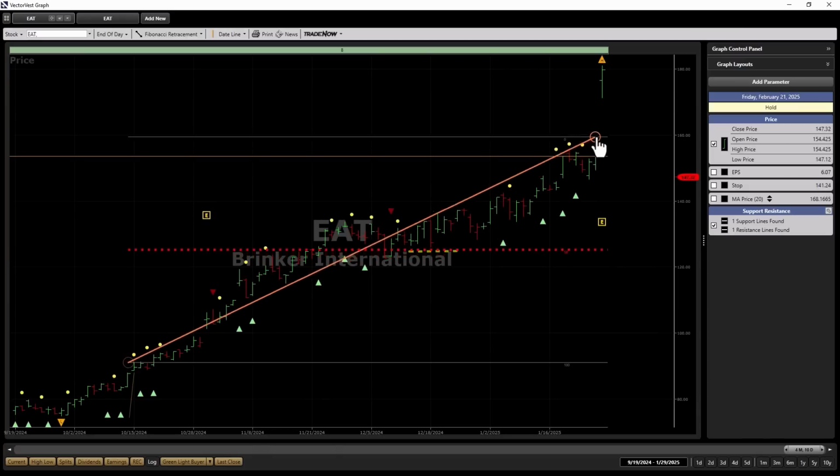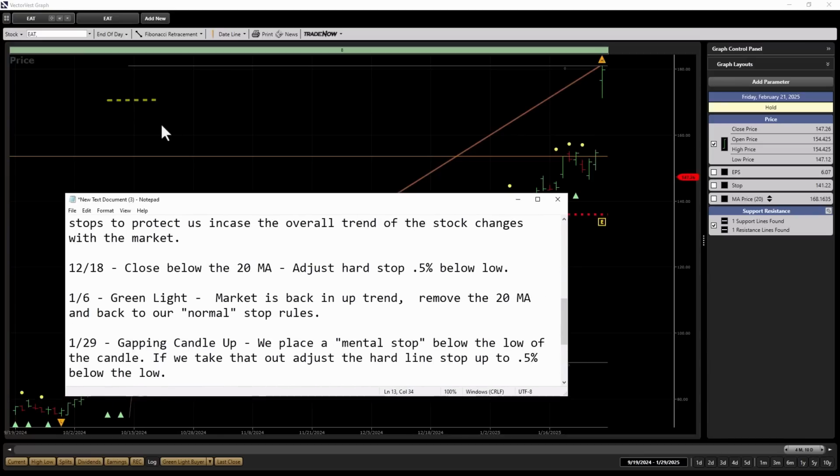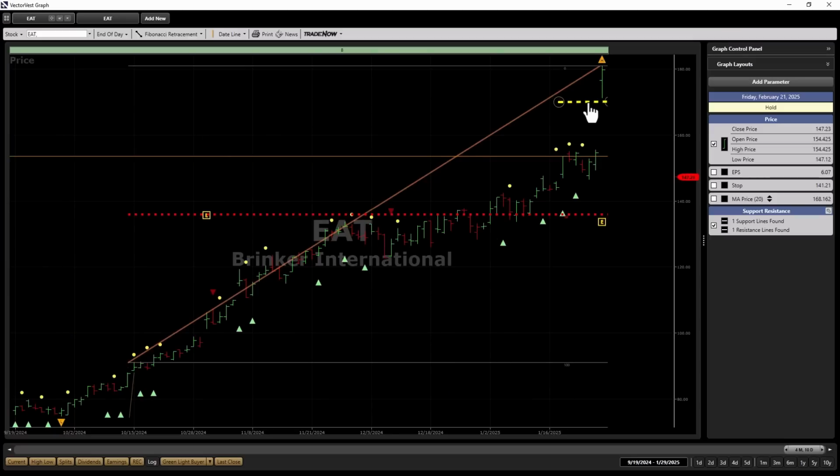Now, big move up. Another earnings move. Guess what? This is now gone. Our 50% stop has moved up and overtaken that. Now, a couple magical things happen on this day. Number one, it's a gap up. No question about it. See how the big black space in between the bars? Gap up. So what do we do? Well, go back to your normal gapping rules. You're going to place a mental stop below the low of that gapping bar.